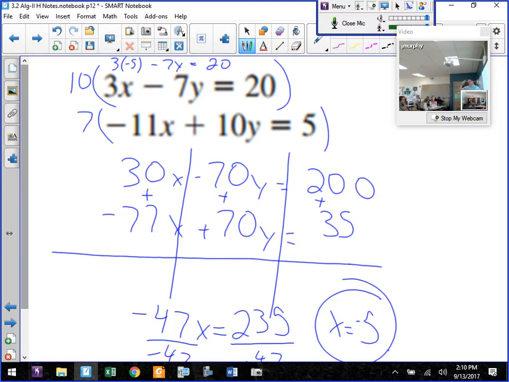Oh, yeah, sorry. So it is negative. Sorry. Yeah, negative 5. So my solution would have been negative 5, negative 5.